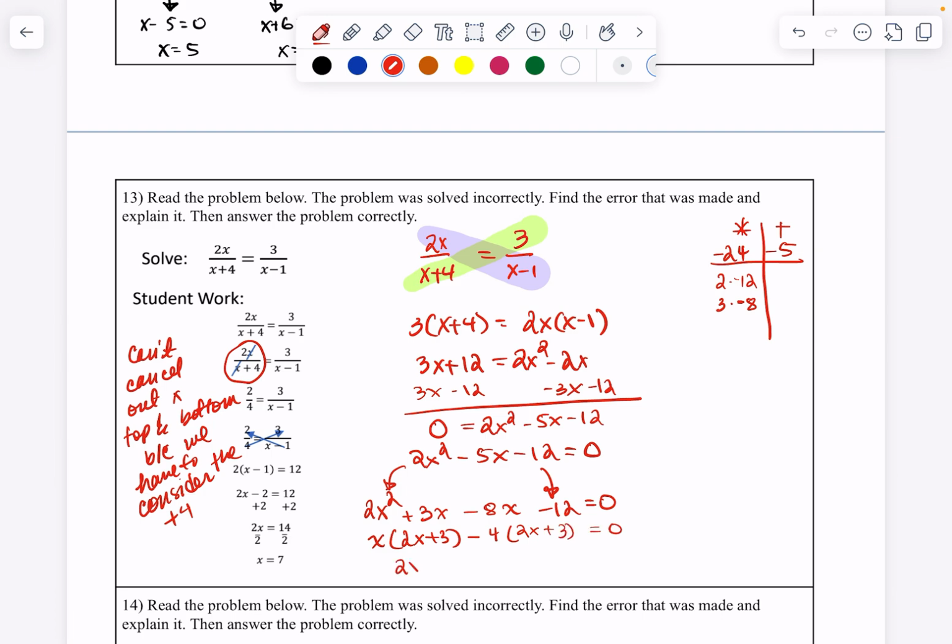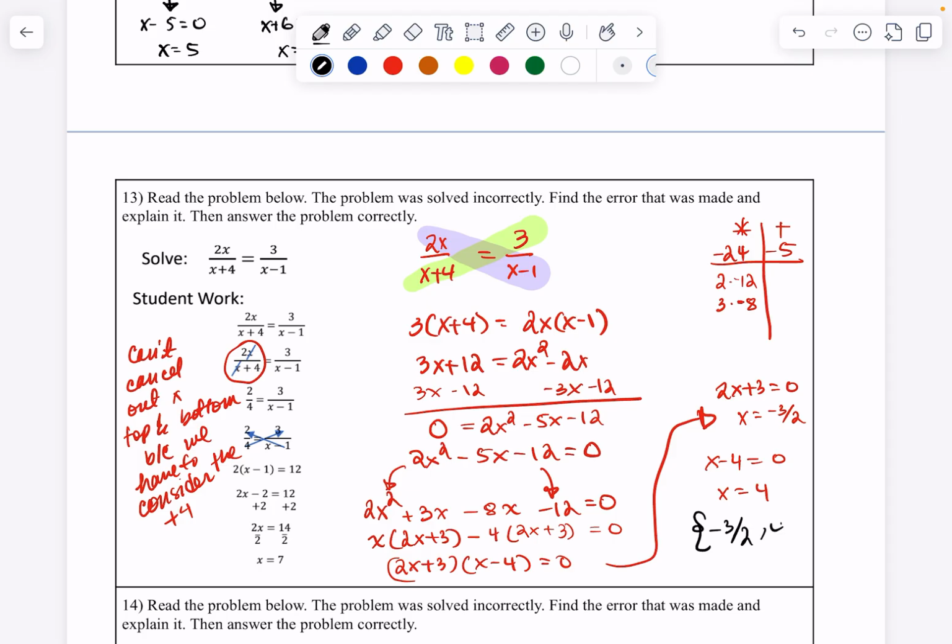So then we have 2x plus 3 and x minus 4 equals 0, which leads to 2x plus 3 equals 0, so x is equal to negative 3 over 2, and then x minus 4 equals 0, so x is equal to positive 4. But when x is equal to positive 4, we will have a denominator. Actually, no, this is pretty good. We don't have any extraneous root in this one. x equals 4 is just fine because 4 plus 4 is 8, so that's not going to give us an extraneous root. So the two solutions we end up having are negative 3 over 2, comma 4.